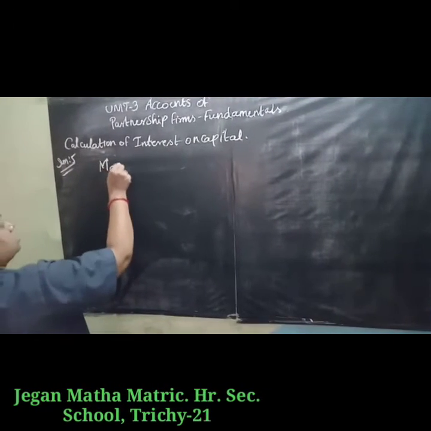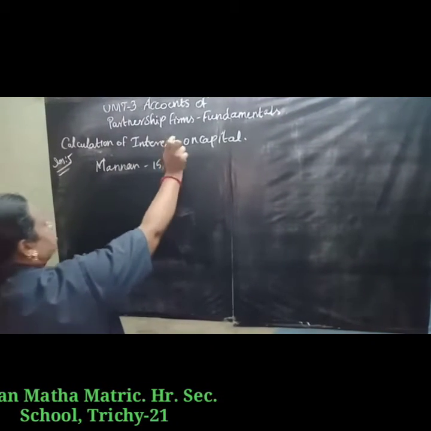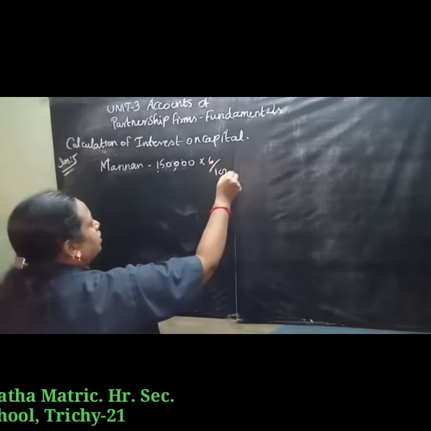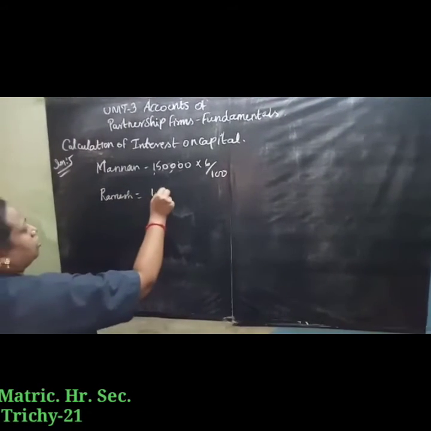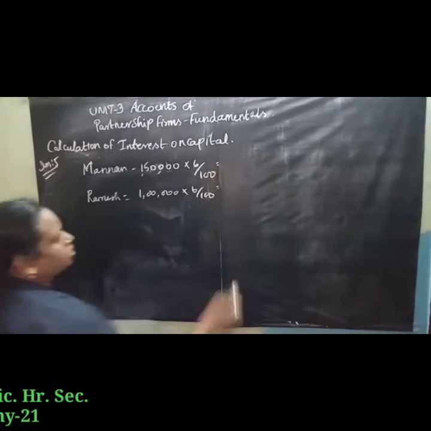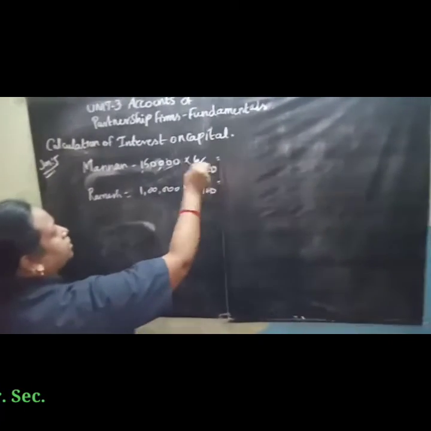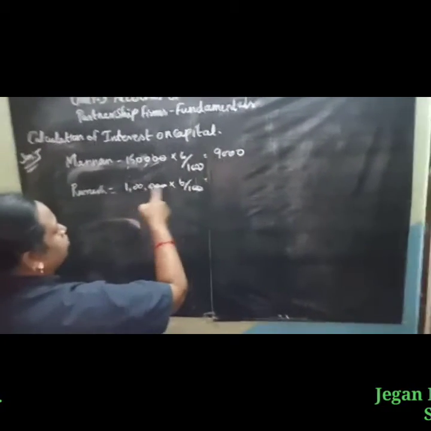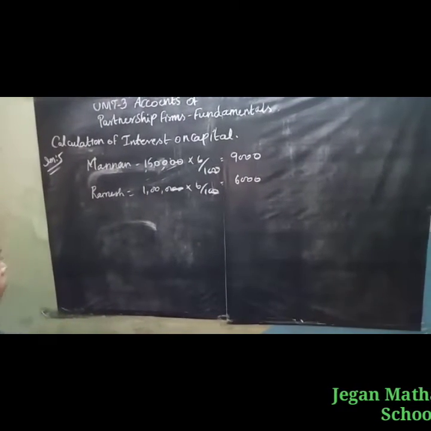So first Manan. Manan's capital is 1,50,000 into 6 by 100, which is 9,000. Then for Ramesh, 1 lakh into 6 by 100, 6,000. So for Manan interest 9,000, for Ramesh 6,000.